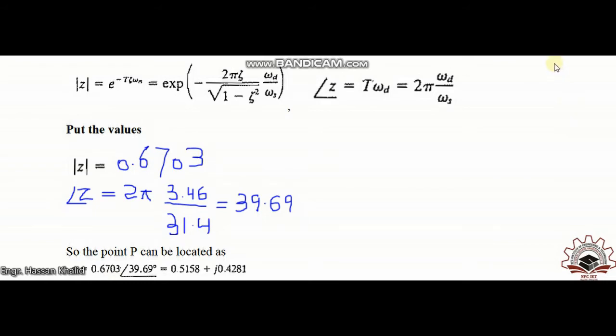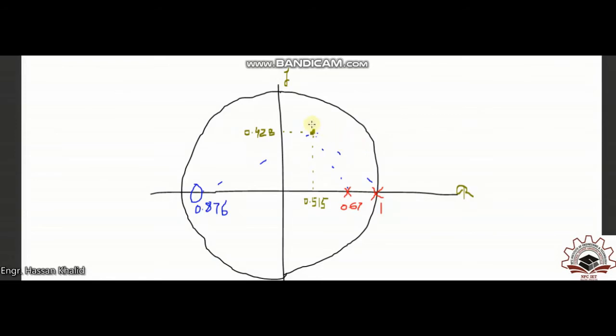You can also do this by using a scientific calculator and converting the polar coordinate into the rectangular coordinate directly in order to save your time. So from all the above calculations, we have finally located this point P, that is at 0.515 from the real axis, and is above it at 0.428, lying parallel to the imaginary axis.